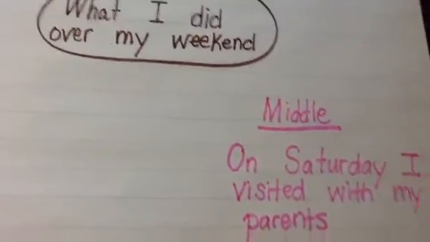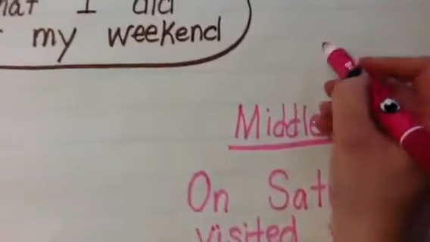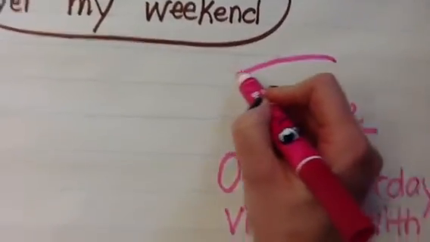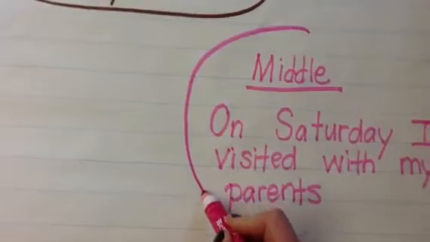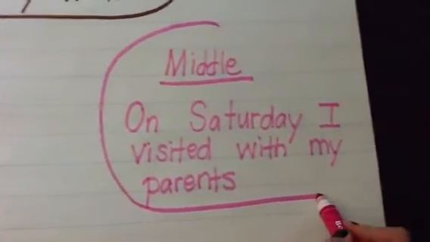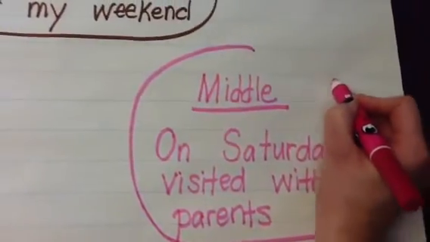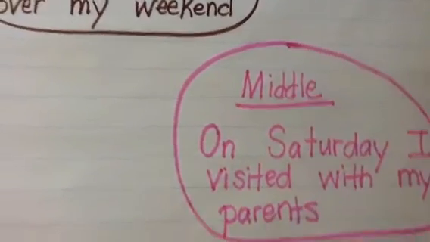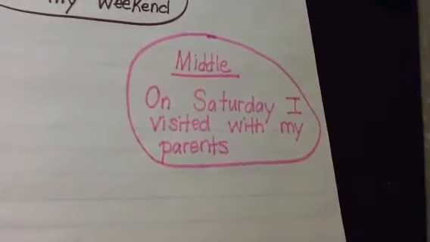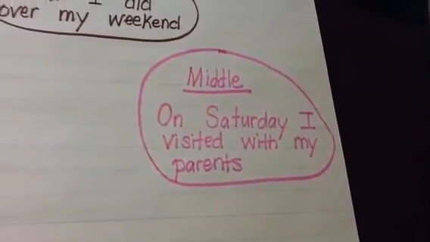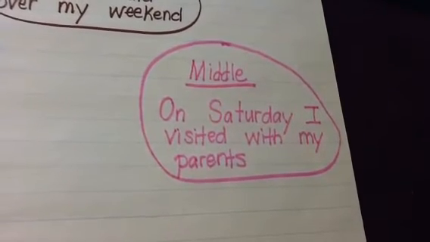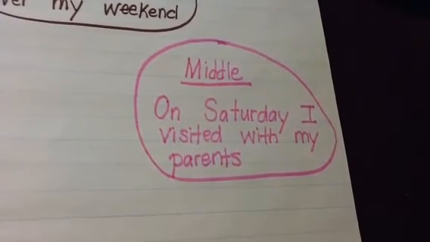Then I'm going to draw a bubble around my heading, middle, and what I did during the middle part of my weekend. I want you to press pause now and write what you did during the middle part of your event.